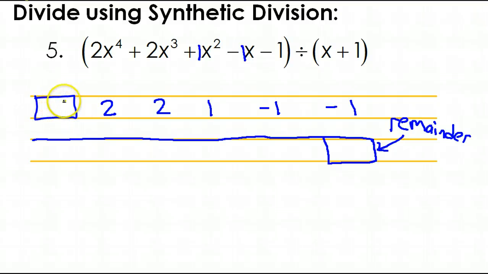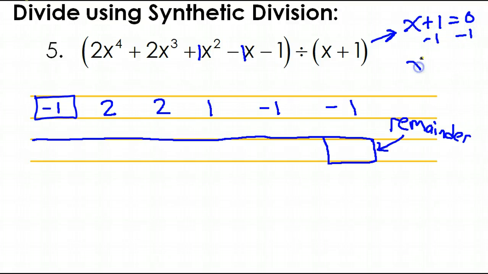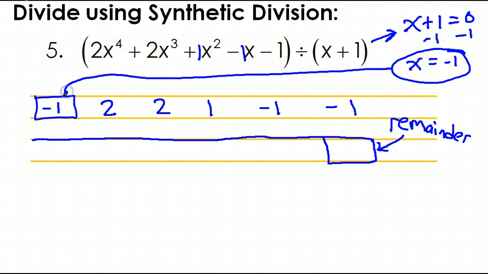In this box, we're going to put sort of the opposite of this number, if you will. This is going to wind up being a negative 1. Technically, what it really is, if we took this x plus 1 and set it equal to 0 and solved it, we would go minus 1 on both sides. So that would be x equals negative 1, and that is what goes in the box.